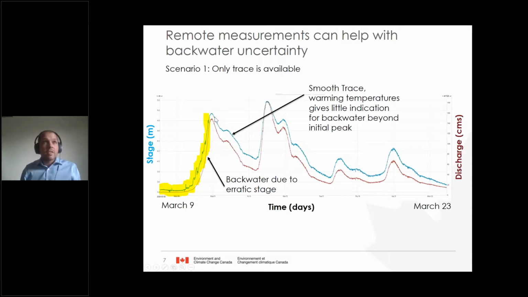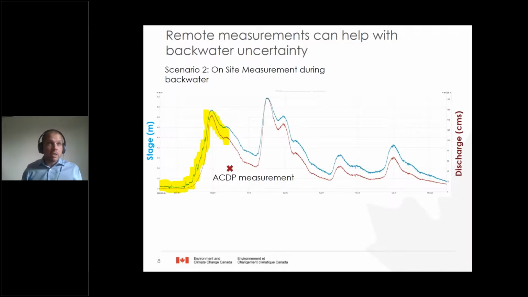But after that peak occurs, that trace smooths out, and that combined with looking at temperature data to show that it's warming, makes it very reasonable to conclude that the backwater has disappeared. However, we went out and actually did an ADCP measurement after that peak, and that ADCP measurement gave us a flow that was about half of what the rated discharge was. And so that's the error in the discharge on the hydrograph.